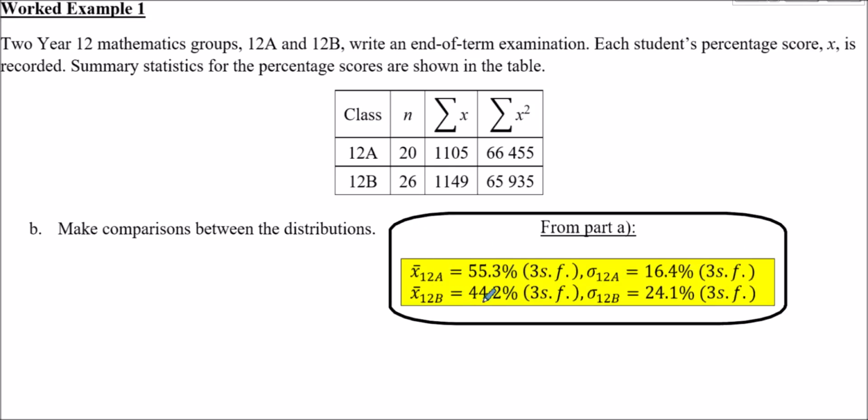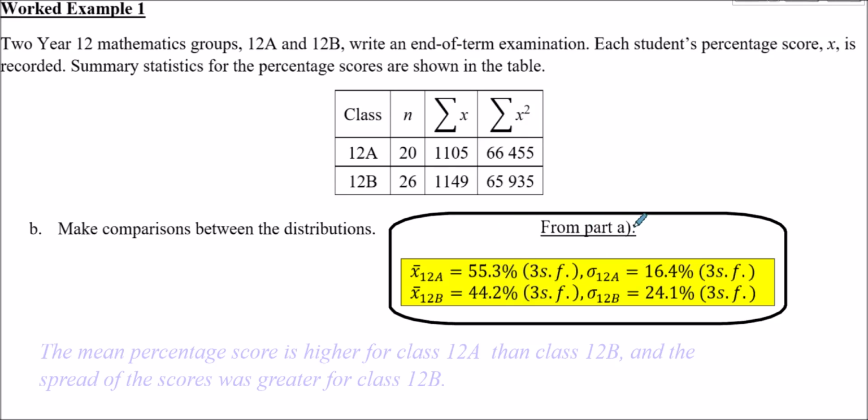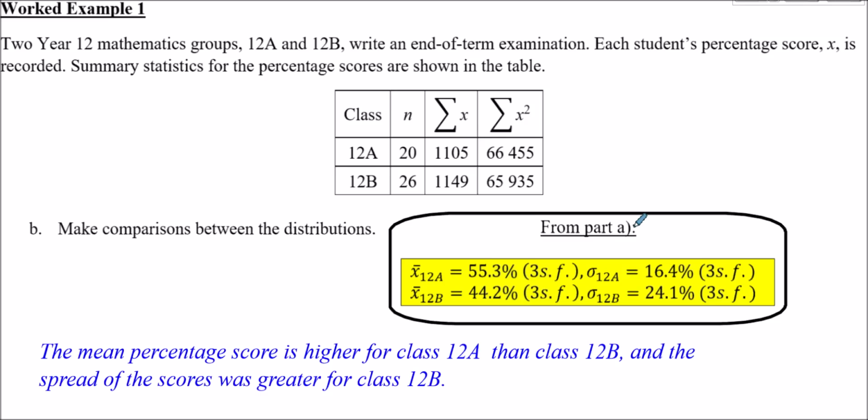So we can compare the means and the standard deviations in context of this question. To make a comparison, make reference to the means and standard deviations. So something like this would suffice. The mean percentage score is higher for class 12A than it is for class 12B. 55.3% is higher than 44.2%, obviously. Whereas the spread of the scores, because standard deviation is a measure of spread, was greater for class 12B, because obviously 24.1% is greater than 16.4%.